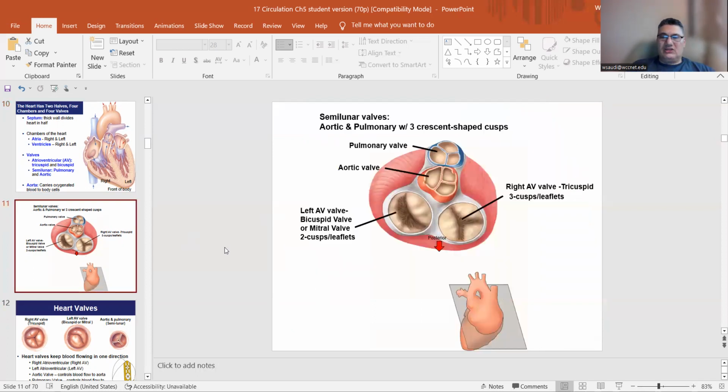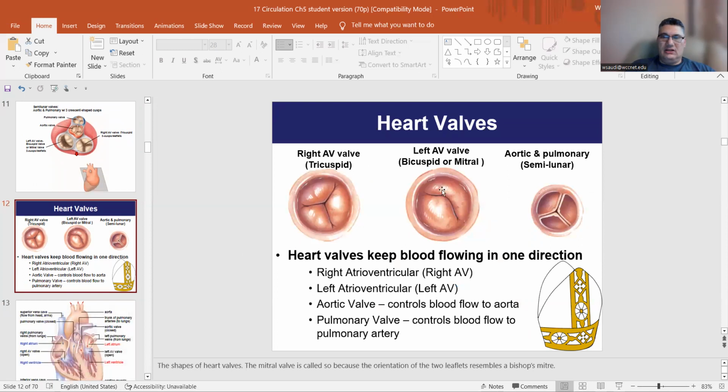Here is how the valves look. You don't have to pay much attention to it. The only thing is just notice, what do we mean by bicuspid? Look, here is one cusp, and here is one cusp. That's why we call it bicuspid. Look at this, three cusps. All of them are three, except this one. Look at this, bicuspid, two cusps. Look at this, three.